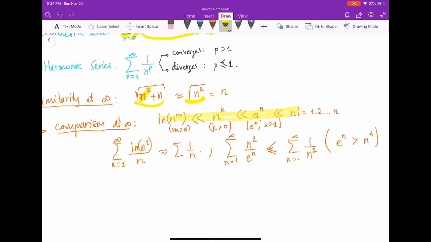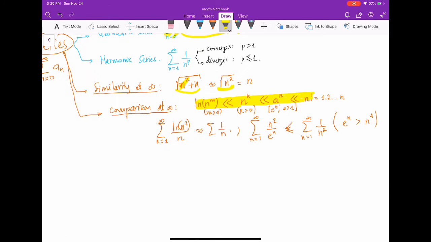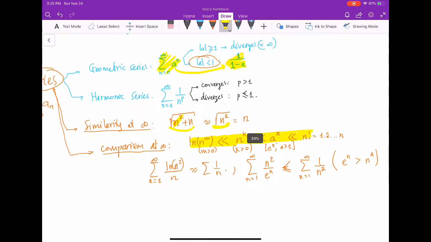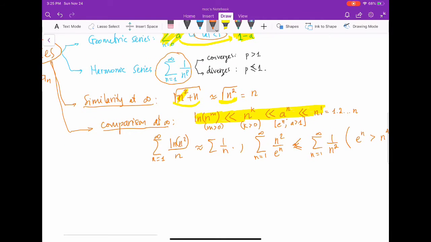I will tell you this, using this technique, we can avoid using L'Hopital rule. But that's okay, we accept this in this course. So these two things help us a lot, because we can reduce some given series into one of harmonic or geometric series, okay?